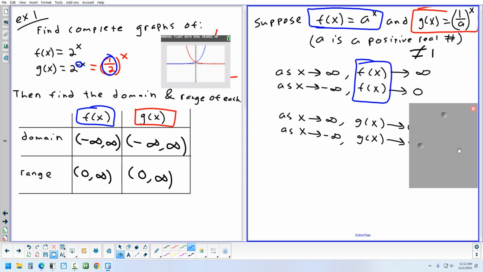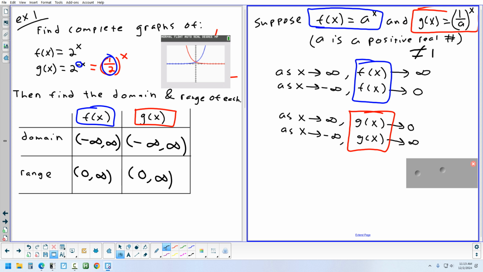All right, now let's look at the red one. In the red graph, as x approaches infinity, what does y approach there? Yep, it'll approach some number, in this case 0. How about as x approaches negative infinity? It will approach infinity. Yep. So that's the behavior of a decay graph.